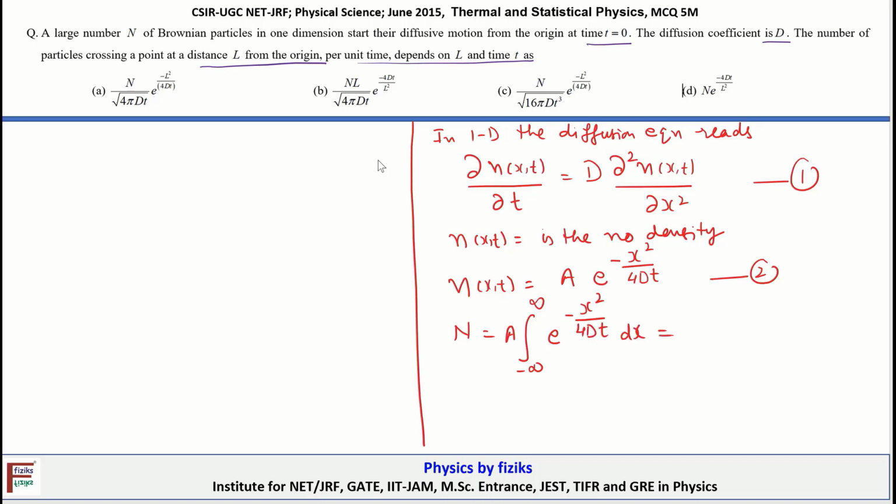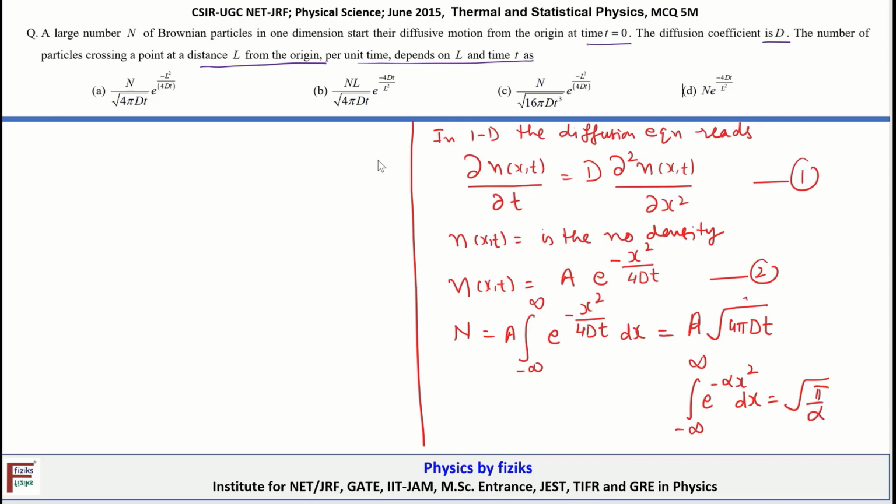So the value of the integral is equal to A outside times the integral of exponential minus alpha x square dx from minus infinity to infinity, and its value is equal to under root pi by alpha. So that gives us 4 pi Dt. Here we have made use of the integral from minus infinity to infinity of exponential minus alpha x square dx, which is equal to under root pi by alpha.